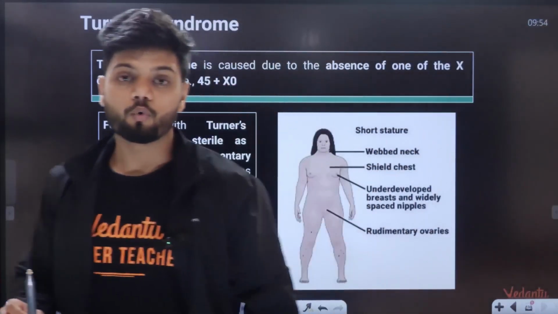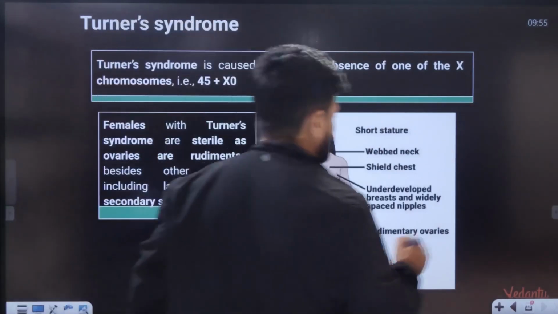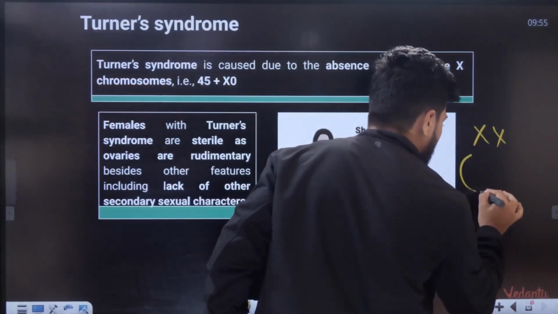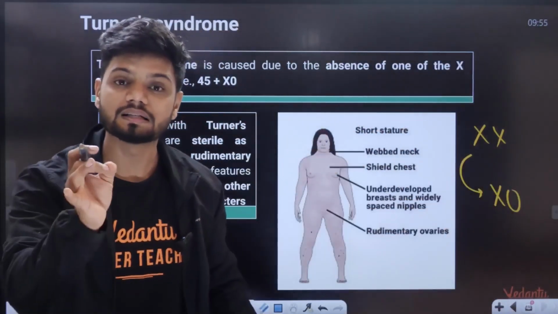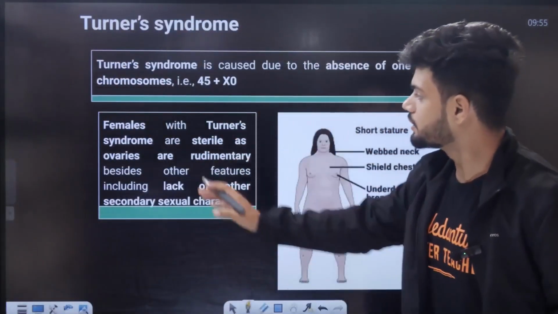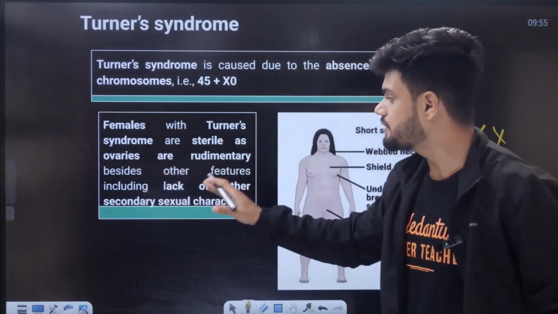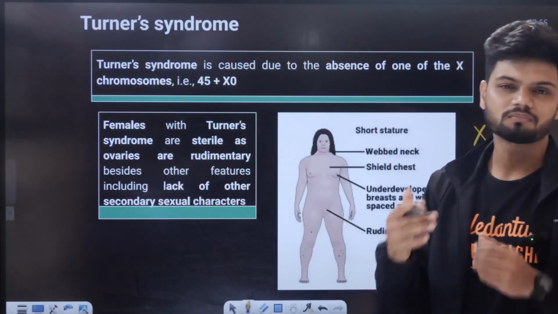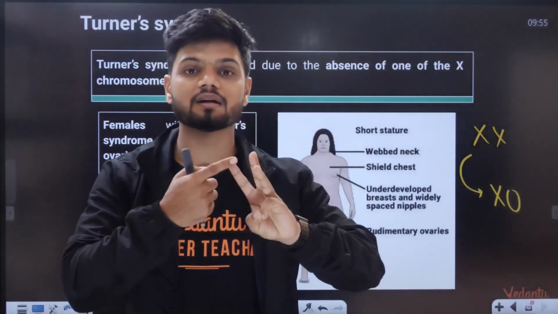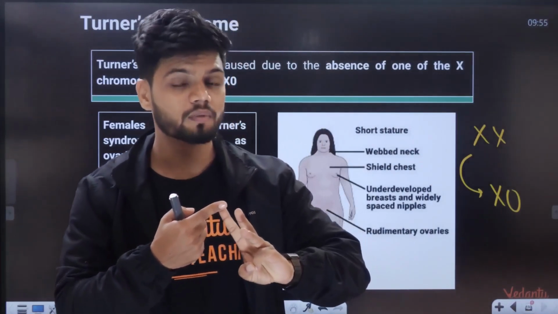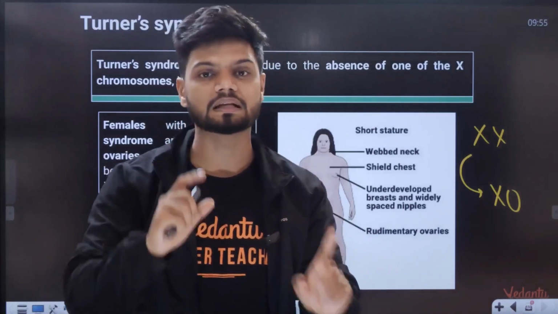Now, what is Turner syndrome? In Turner syndrome, one X chromosome is missing. One X chromosome is completely missing here. For example, a normal female is XX. The female in Turner syndrome will be XO. Because of that, the female with Turner syndrome is sterile as the ovaries are rudimentary. Besides other features, lack of secondary sexual characteristics is seen here. So those are the three different types of chromosomal disorders. Down syndrome because of an additional copy of the 21st chromosome. Klinefelter syndrome, extra X chromosome. Turner syndrome, one X chromosome is completely missing.